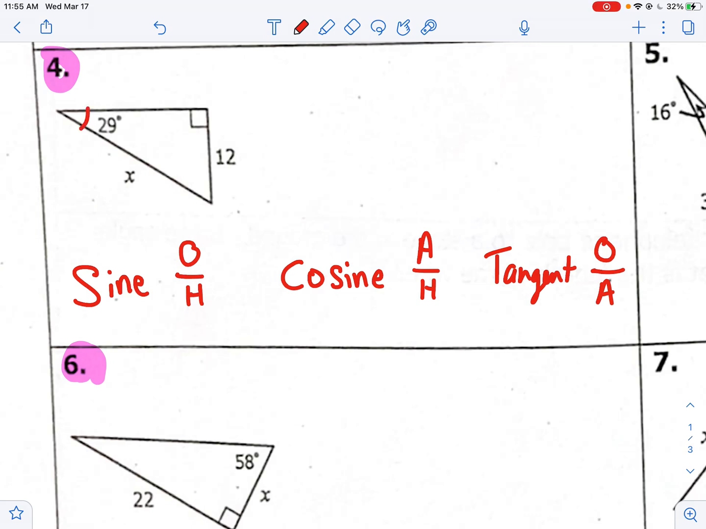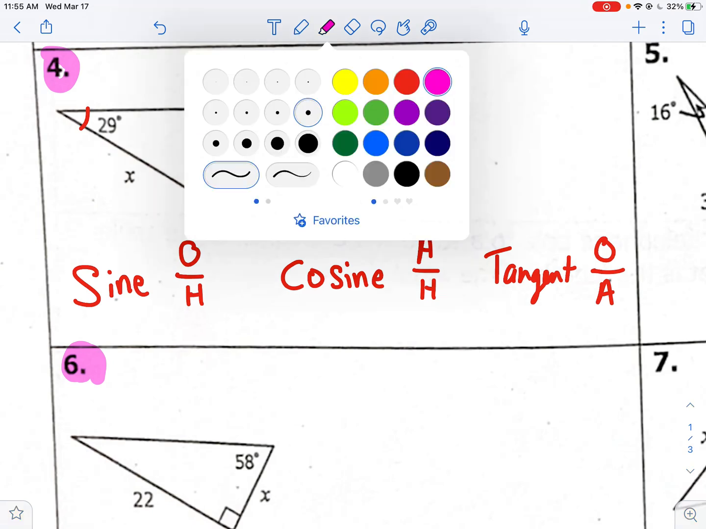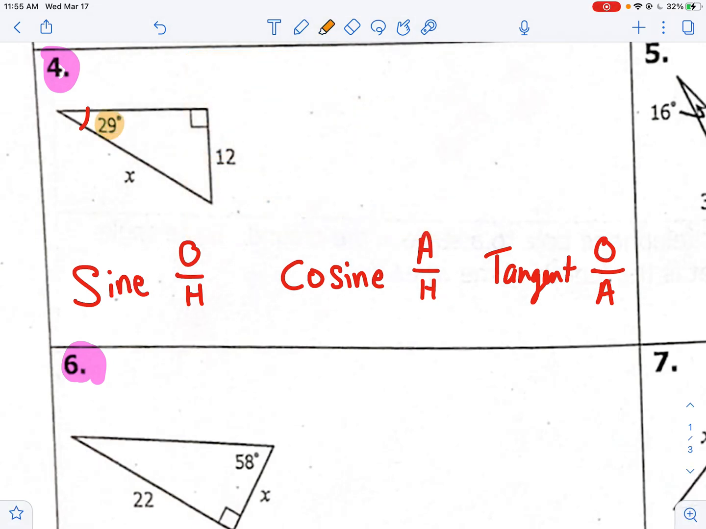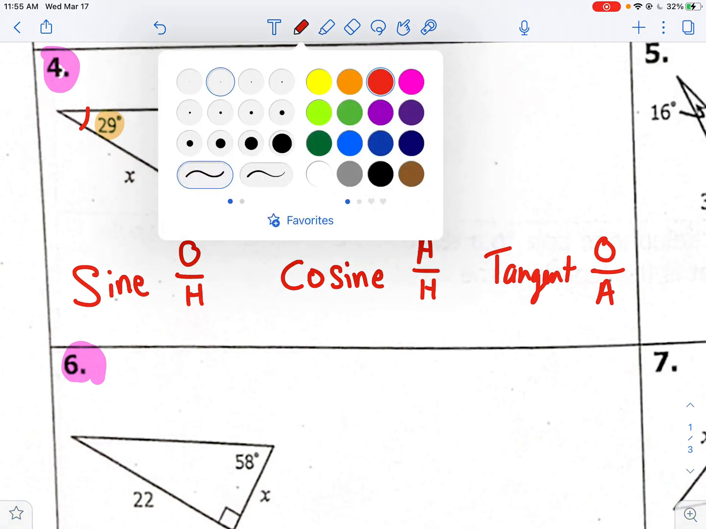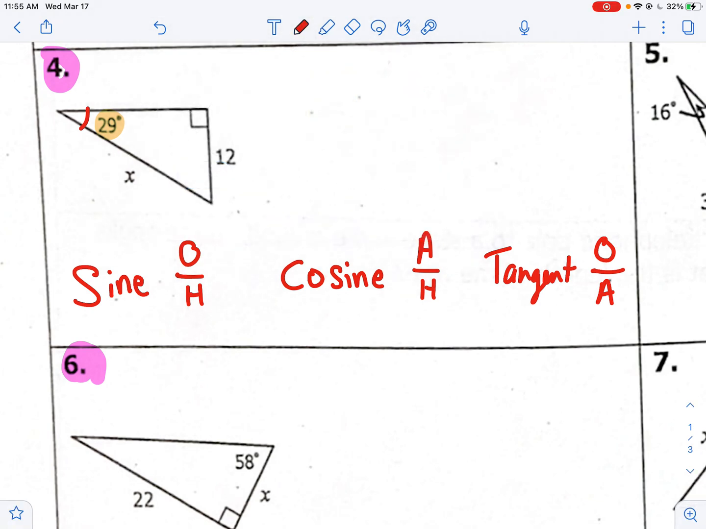And how are we going to do that? Well, the first thing we need to identify is where's our reference point? Where's our angle? It's at 29 degrees. Everything's going to come from that angle. Let's label our sides first. The opposite side is 12, across from my angle. The hypotenuse is across from the right angle, so that would be x, which makes this side the adjacent side. So I have the opposite and the hypotenuse, that would be our sine.